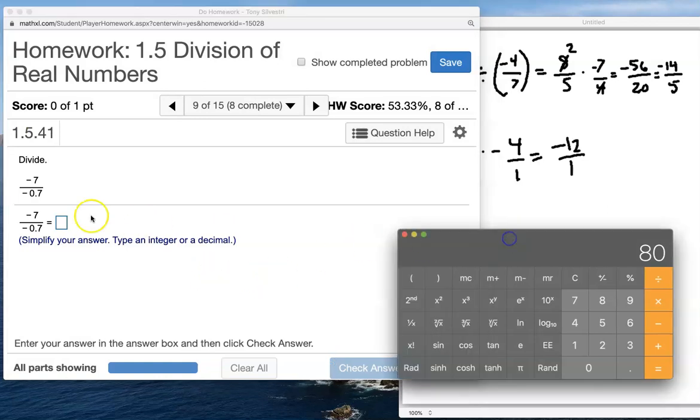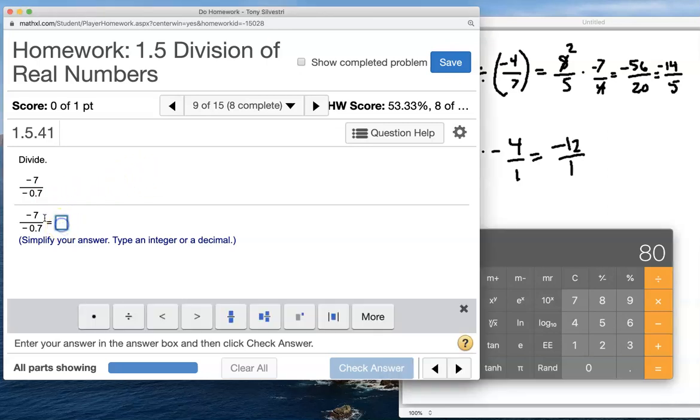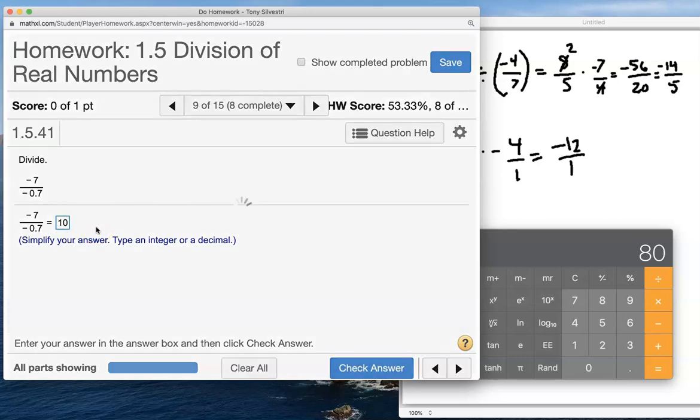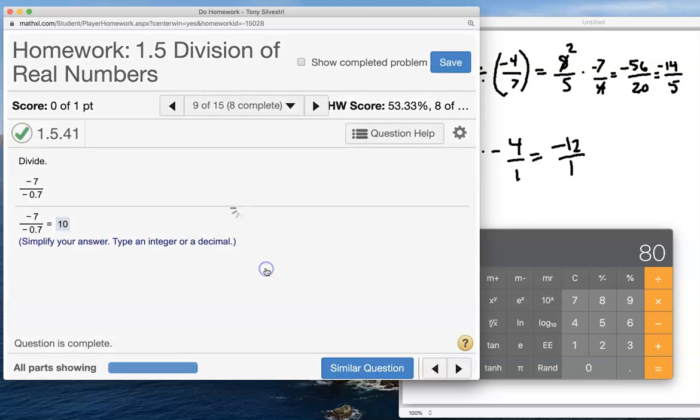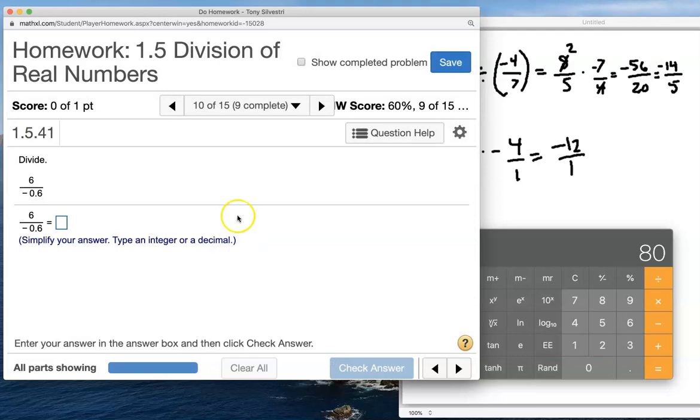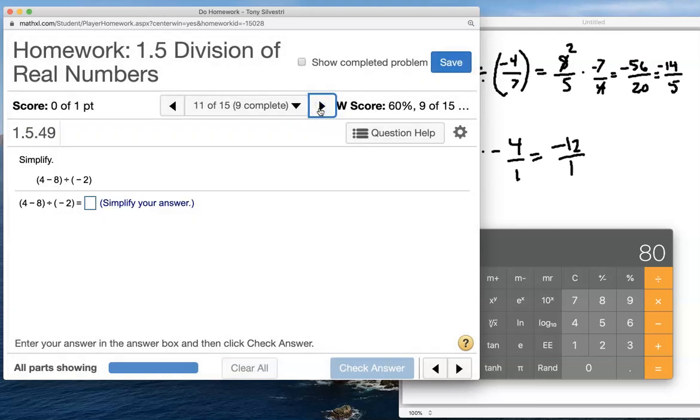Okay. What do we got here? Double negatives? Double negatives are positive. Take your calculator. 7 divided by 0.7 is 10. See, I told you this stuff was easy. I'll let you do that one.